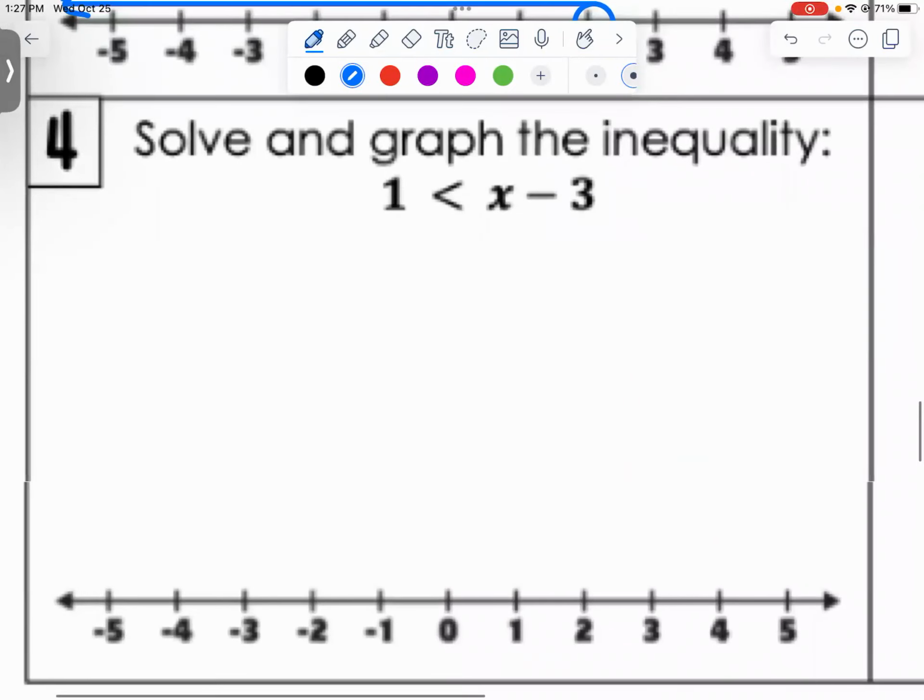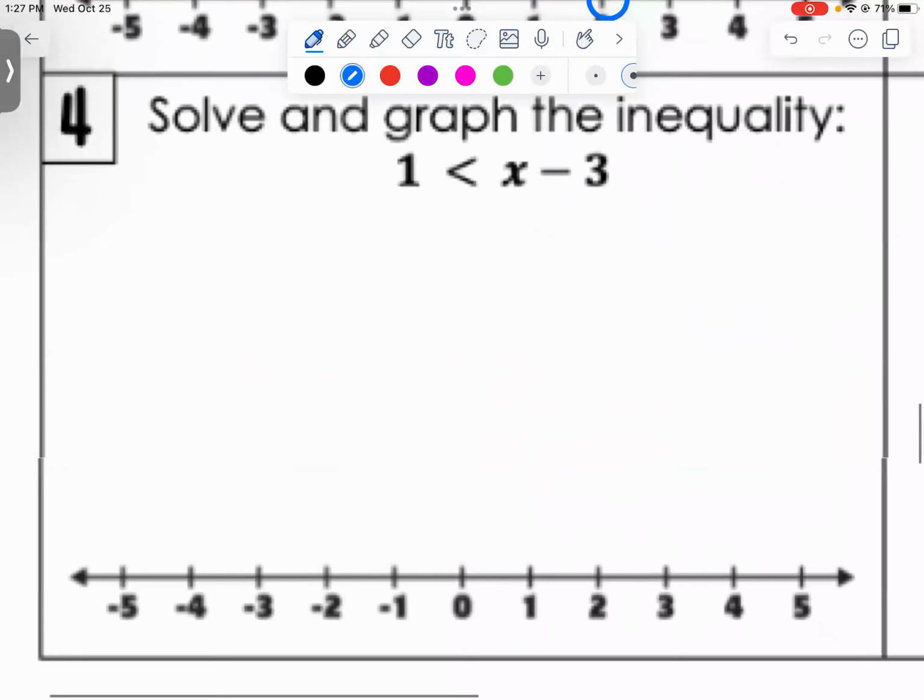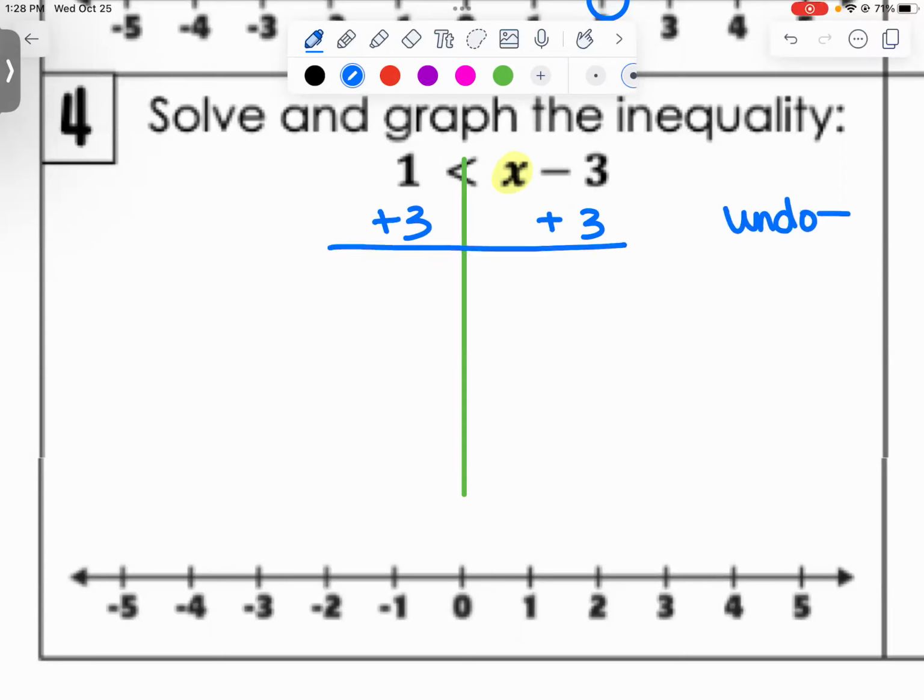Number 4 is our last example, and then you can get some homework time. What is different about number 4, Kanaya? X is on the right side. Strange. Okay. Wes, what do we need to do to both sides to get X by itself? We need to undo our subtraction by adding 3 to both sides. So we end up with 4 on the left. We end up with X on the right.